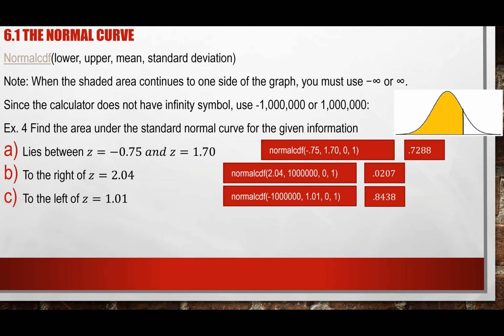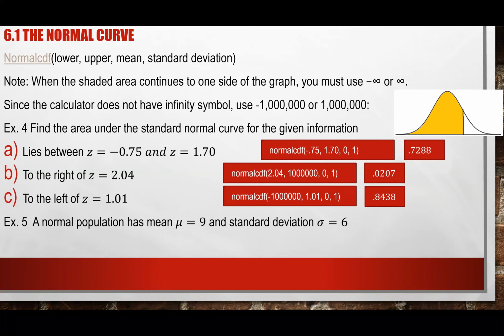All right. And ladies and gentlemen, just a small reminder that if they ask you to find the area, your answer will never be bigger than 1. Remember, the maximum area underneath the curve is equal to 1. So if you have something more than 1, you did something wrong, okay? So let's take a look at this problem here, example 5.